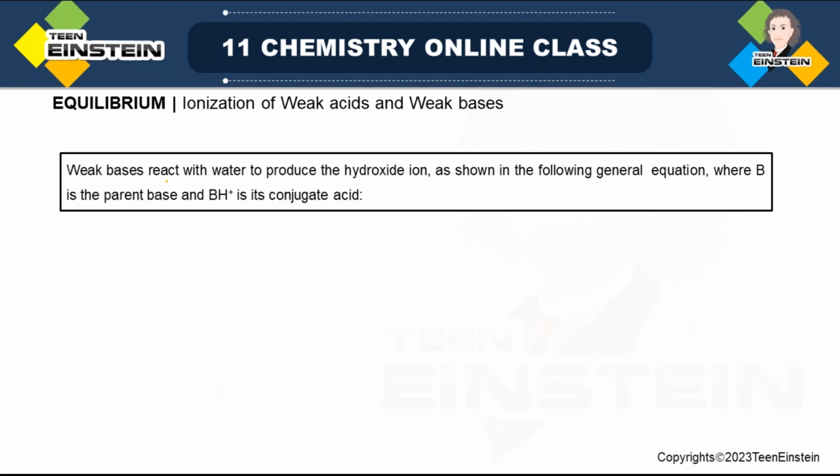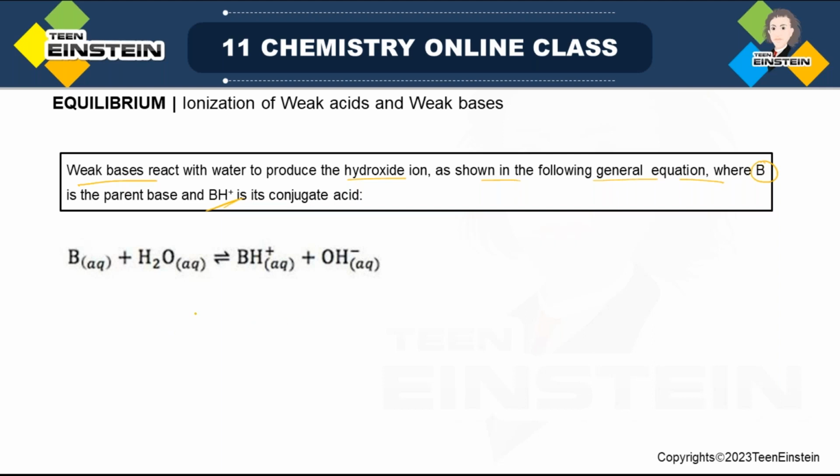Similarly, just like weak acids, you can also consider weak bases. Weak bases react with water to produce hydroxide ion as shown in the following general equation. In this case, we will consider capital B as the general representation for any parent base, and its conjugate acid, the protonated form, is BH plus. In the previous case, A minus is the conjugate base of HA. Now BH plus is the conjugate acid of B. A conjugate acid-base pair means there is a difference of H, right?